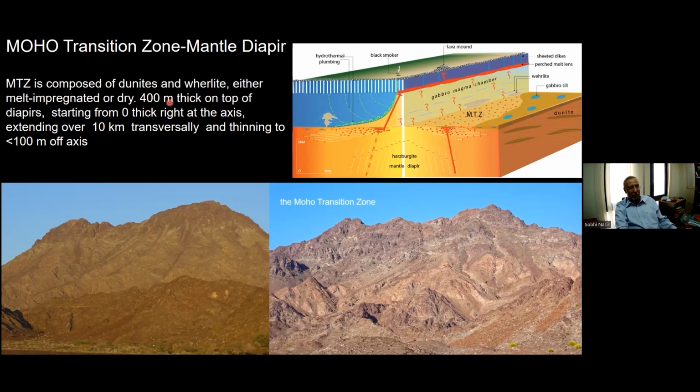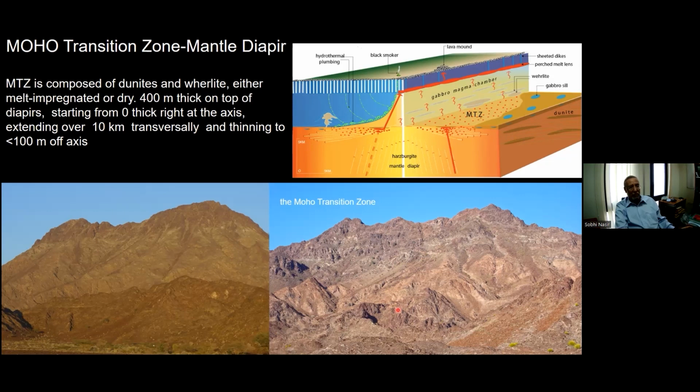The thickness of this MOR transition zone is around 400 meters. It's very thick on the top, and it's usually in the top of the mantle diapir. This is the MOR transition zone. And it starts from zero thickness at the axis and extends over tens of kilometers transversely, thinning to less than 100 meters off axis.